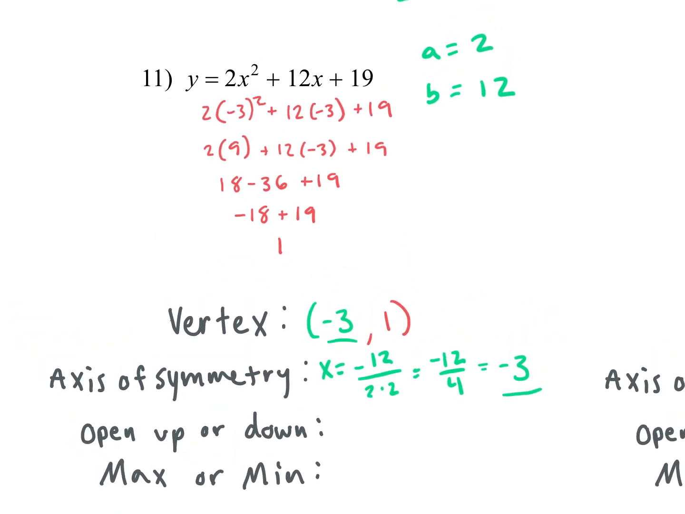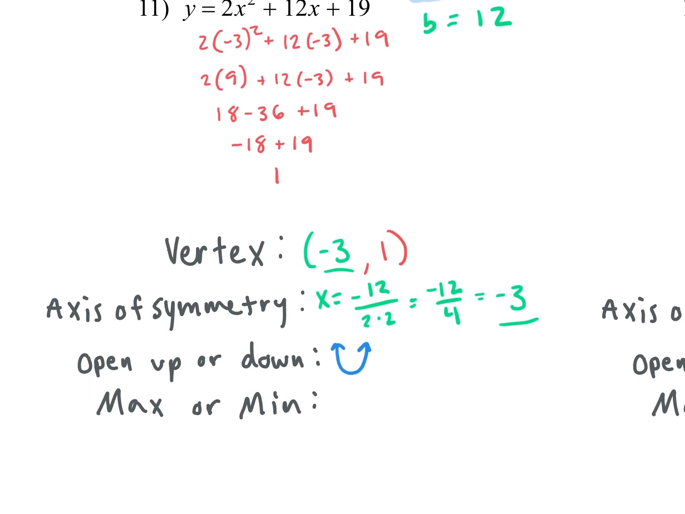Does my graph open up or open down? How do we know it opens up? Because a is positive. So is my vertex at the maximum or minimum? It's at the minimum. And what's my minimum value? 1. It's always the same as the y in your vertex.